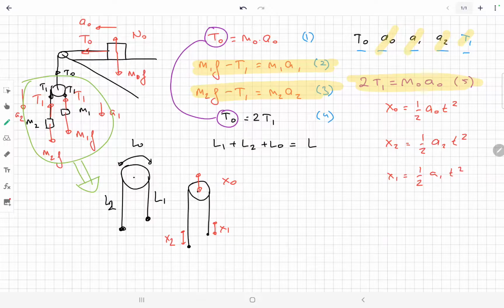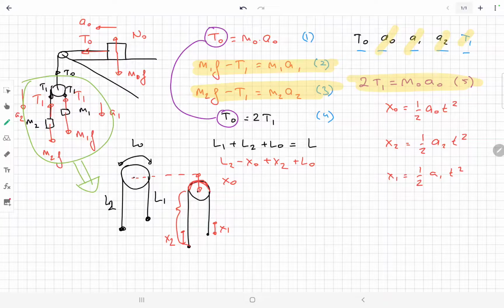So what is the new length of the rope at the left side? I will try to draw. This is a new length basically. It is equal to L2, the length at the left side initially. The upper part of the rope moves downward for x0. The down part moves downward for x2. So this is the length of the rope at the left side. Same logic I will use for the right side. And of course plus L0. L0 didn't change, the length of the rope on the pulley.